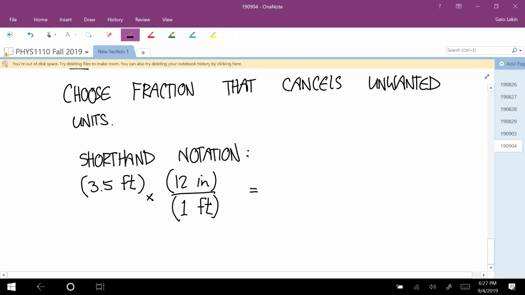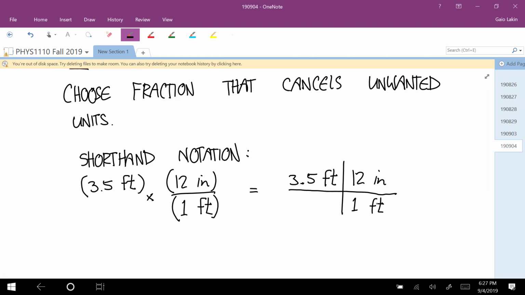I'm going to write that as a big fraction bar. And where I would have parentheses separating things, I'm just going to write a vertical line. If you've taken chemistry before, I would guess you've probably seen this. So 3.5 feet, and then that's multiplied by, I have the 12 inches over here and the 1 foot over here. And the math works just the same. I'm just saving a couple of things that I have to write down every time. Any questions about that?